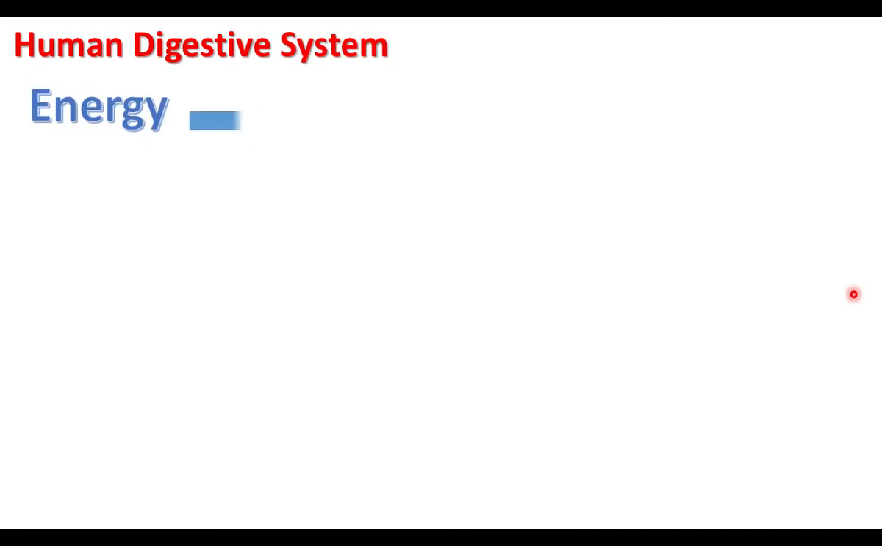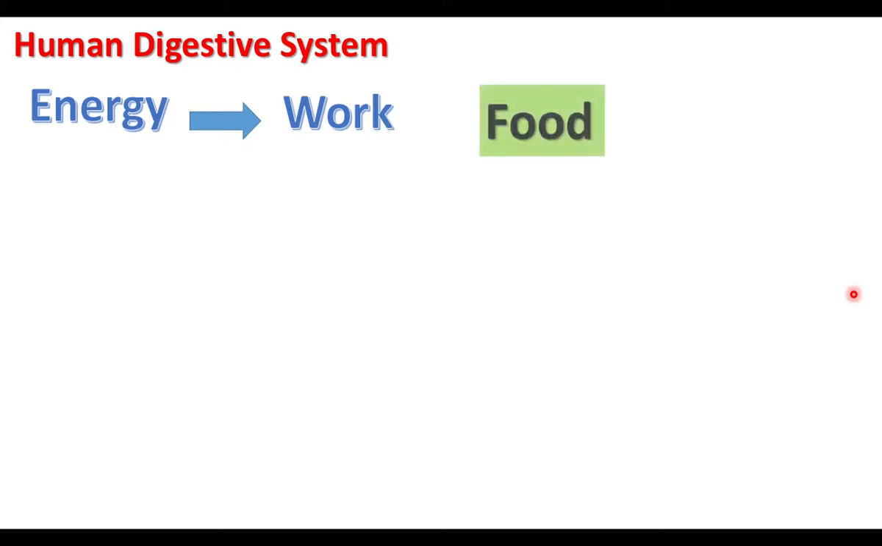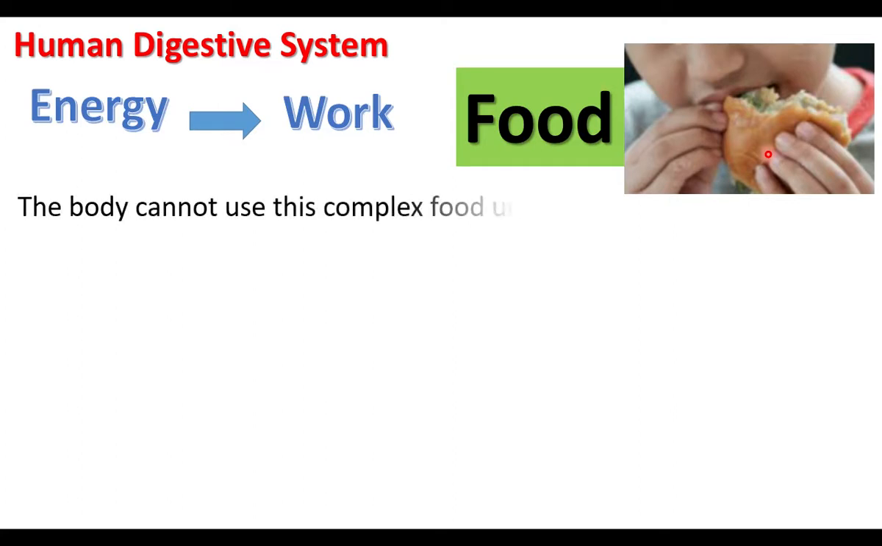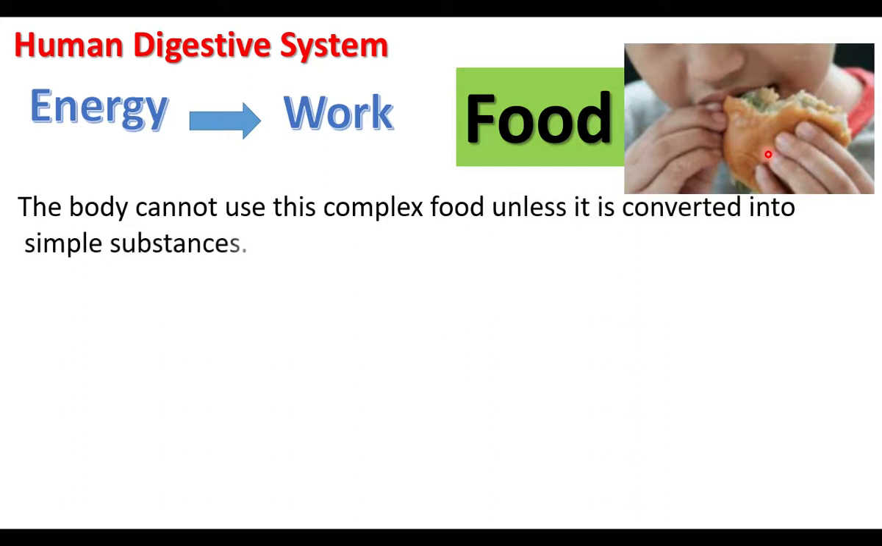We need energy to do work. The energy comes from food. Our food is a complex substance. We cannot directly get energy from the food because it is an insoluble substance. It should be broken down into smaller substances. The body cannot use this complex food unless it is converted into simple substances.